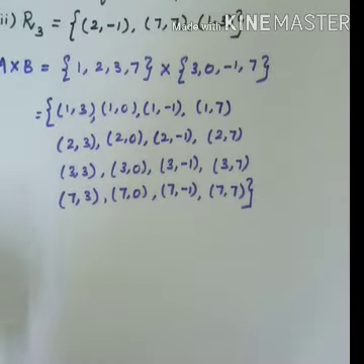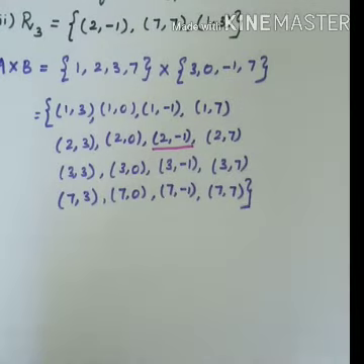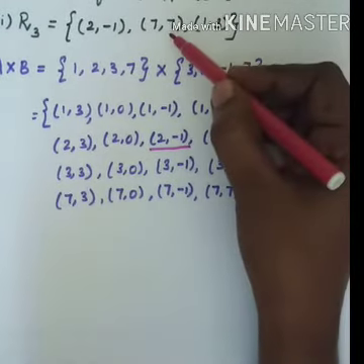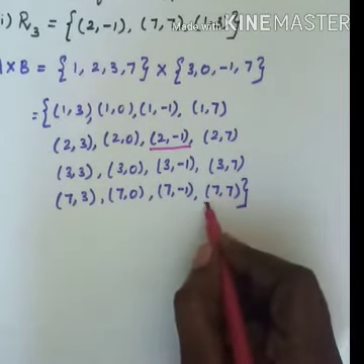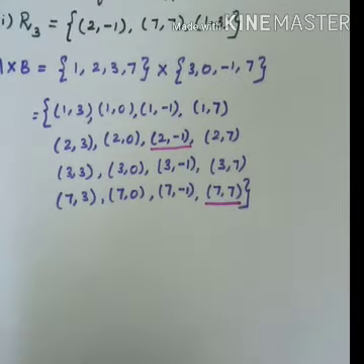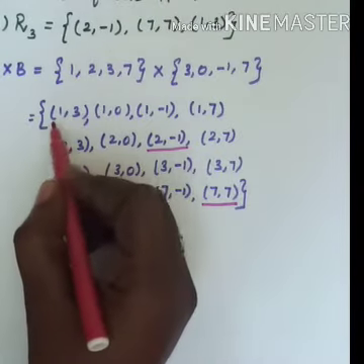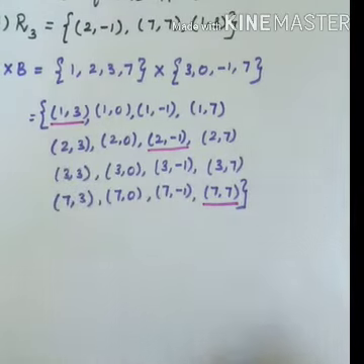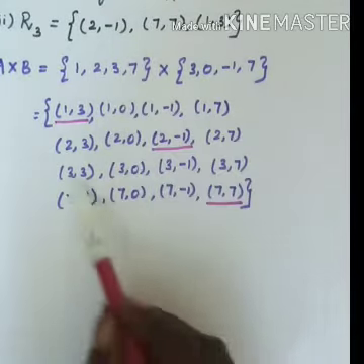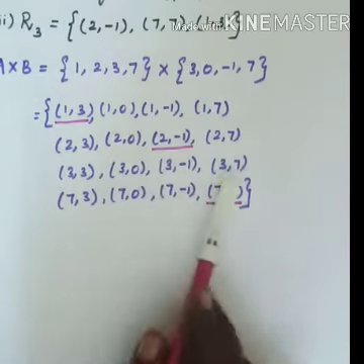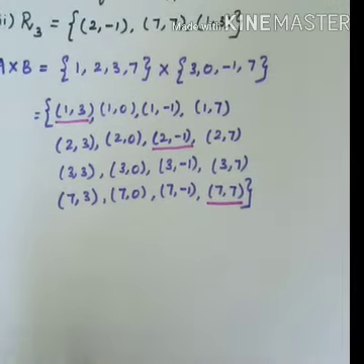So, (2, -1) is there. The next element in R3 is (7, 7). (7, 7) is here. The last element is (1, 3). (1, 3) is here. So, all the elements in R3 also belong to A cross B. So, we can say R3 is a relation.